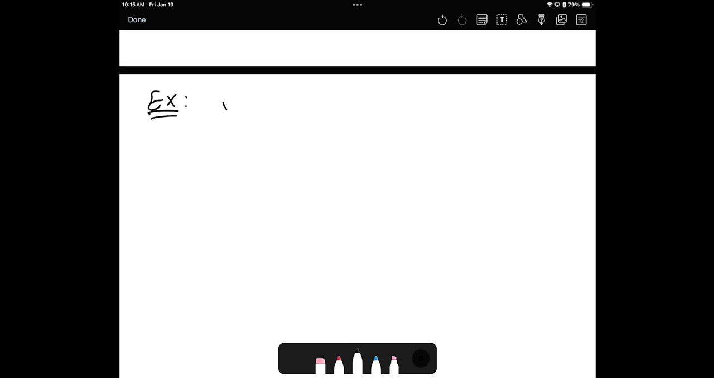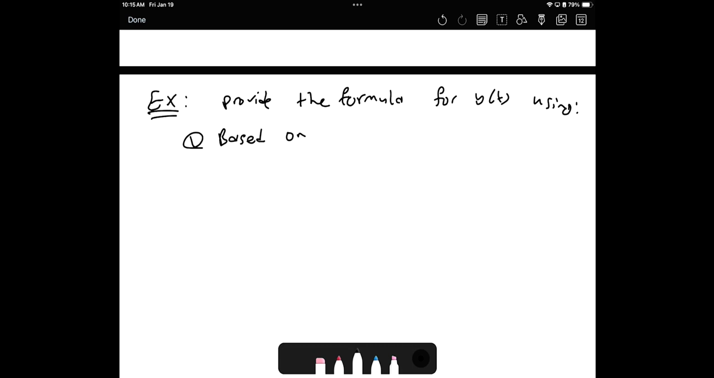So provide the formula for y of t using two things. The first approach is based on u of t, the second approach based on r of t.